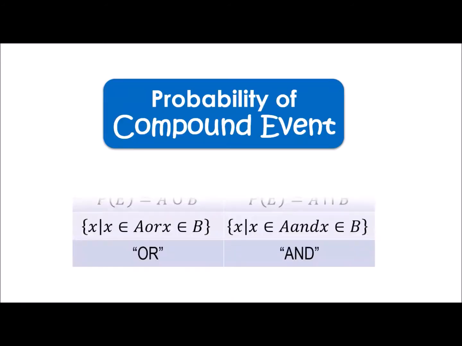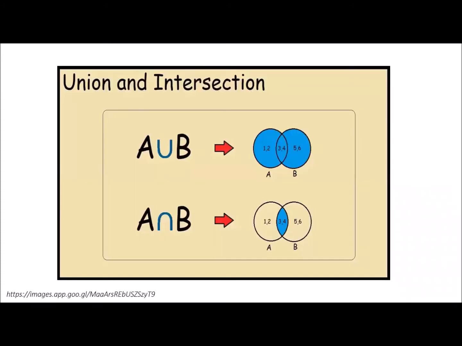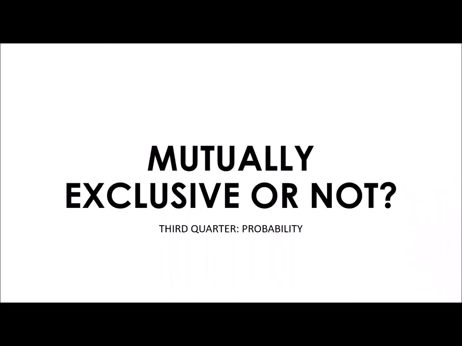So I would like you to recall first the probability of compound events na binubuo ng union and intersection. So pagka union, the conjunction involved is or, and then pagka intersection ay and. And I would also like you to recall it in the Venn diagram. Pagka union, lahat ng nasa loob ng bilog ay parte po ng favorable outcomes, and then pagka-intersection ay nasa gitna lamang po ng dalawang circle in a Venn diagram.